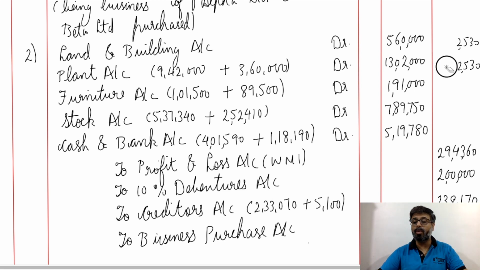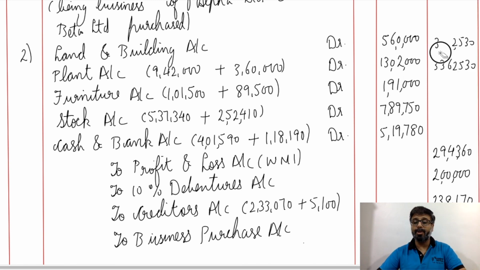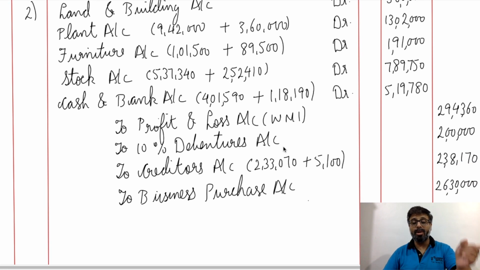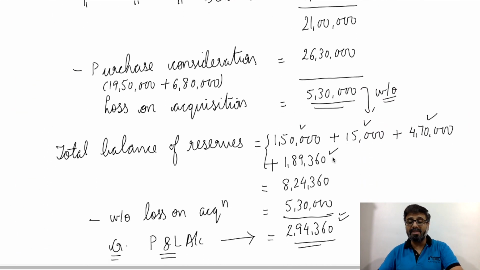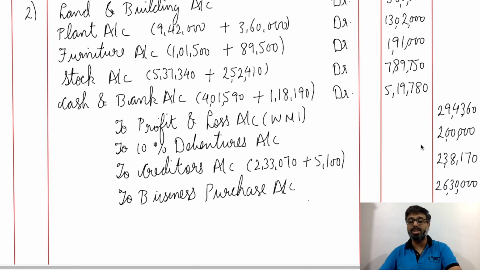I repeat the entry number 2 once again. What is the entry number 2? Assets account debit at book value. So land and building account debit, plant, furniture, stock, cash in bank. All assets of Alpha and Beta, both the amounts are consolidated, added and recorded over here. To liabilities at book value including reserves. But in reserves we have written only P&L account with 294360 because all other reserves are used in writing off the loss. So the consolidated amount of all reserves after writing off the loss is 294360.